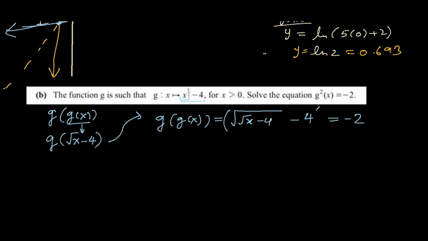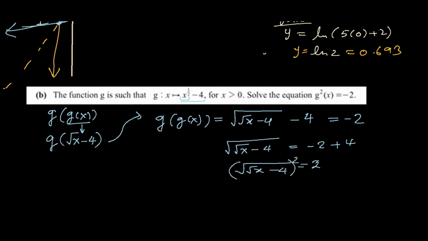So can we square this and square this also so that we get proper numbers? Let's rearrange this one. Equal to minus 2 plus 4. This 4 goes with minus 2, so we are left with plus 2. Square root x minus 4. Now we can square both sides to get rid of this first square root. So square root x minus 4 equal to 4.